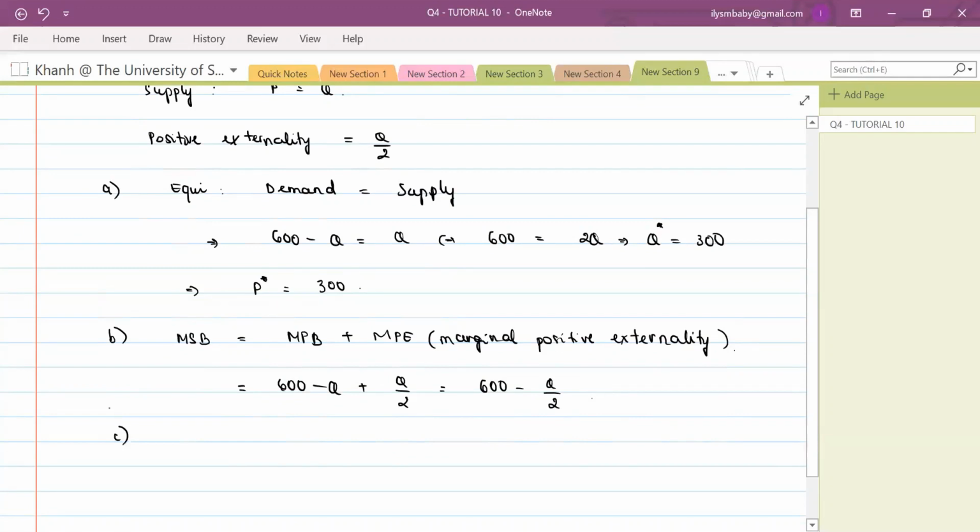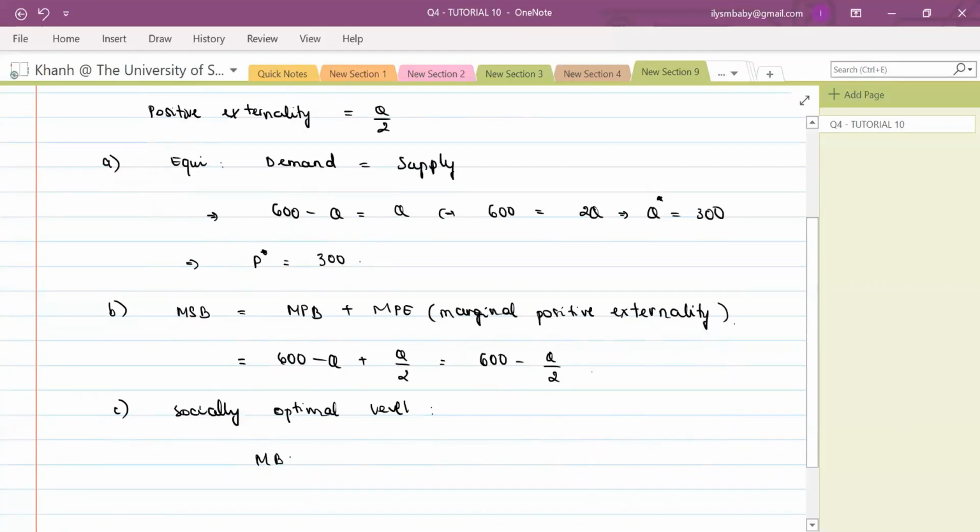And part C is asking you to find the socially optimal level of production and consumption of education. So to find a socially optimal level of output, we will just have to equate the marginal social benefit to the marginal cost, which is the supply curve. So the socially optimal level is going to be where marginal social benefit is equal to the supply, or equal to the marginal cost, which is the supply.